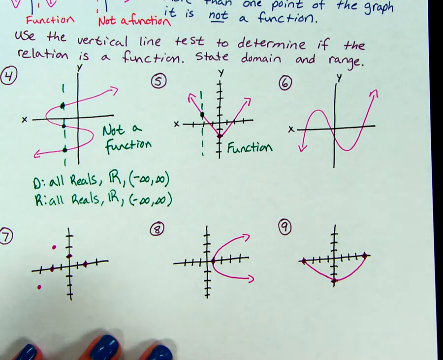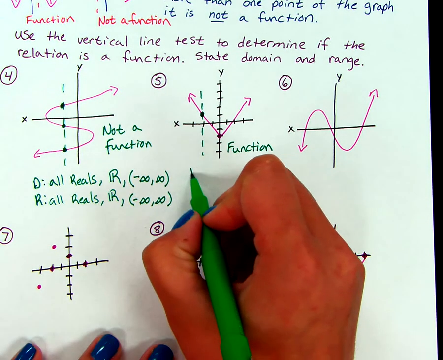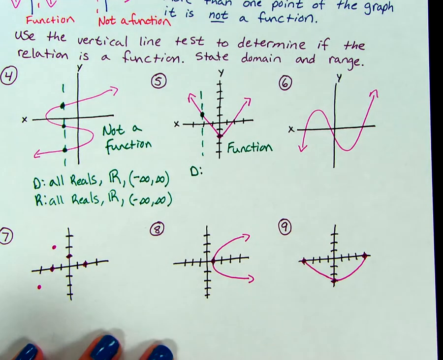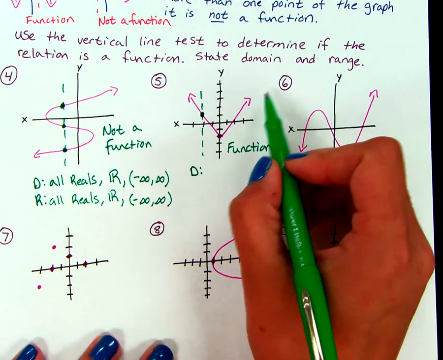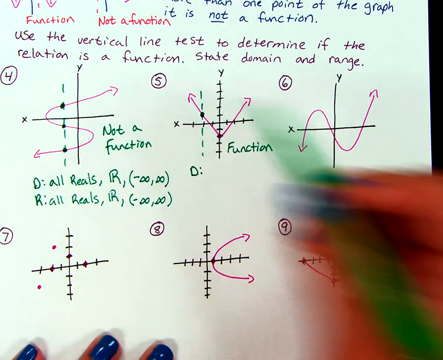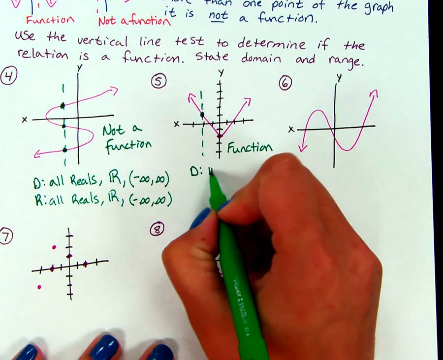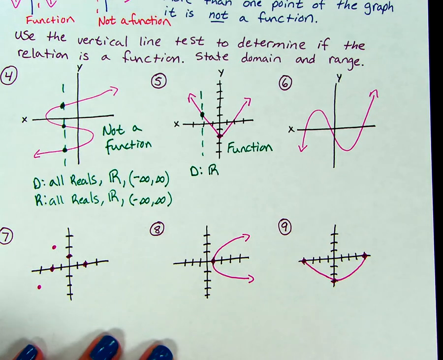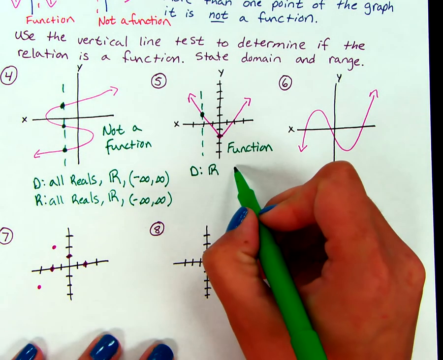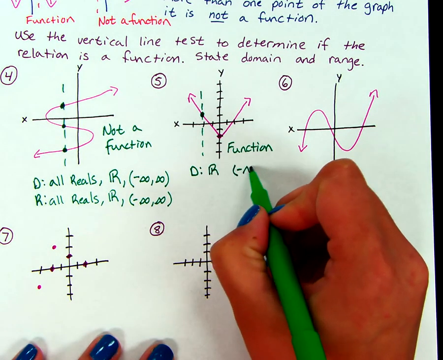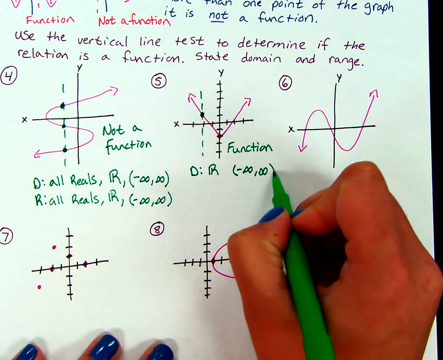And now I have to decide my domain. Again, domain is our horizontal expansion. So will our graph continue to the right forever? Will it continue to the left forever? And the answer to those questions is yes. So that means that our domain is going to be all reals. Or again, in interval notation, it goes from negative infinity to positive infinity.